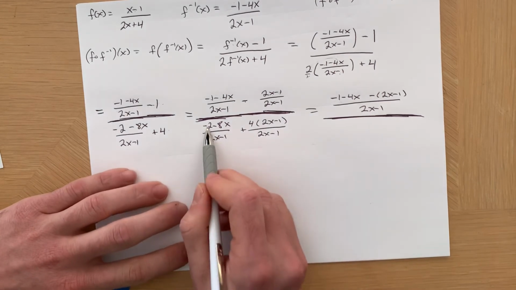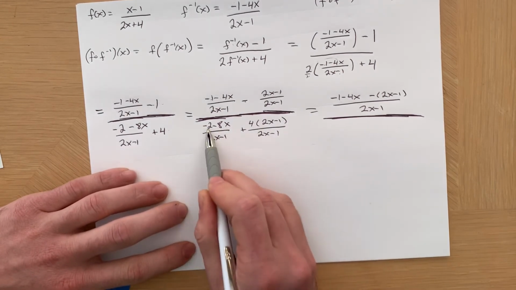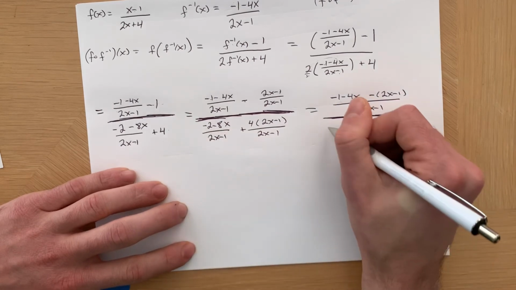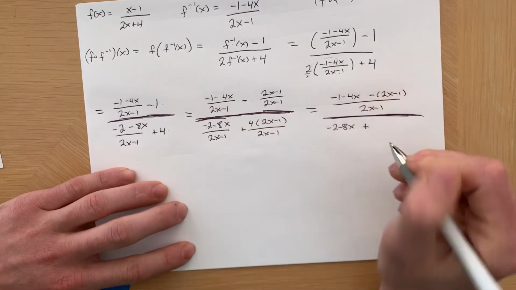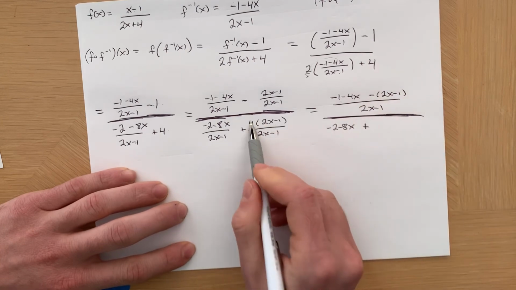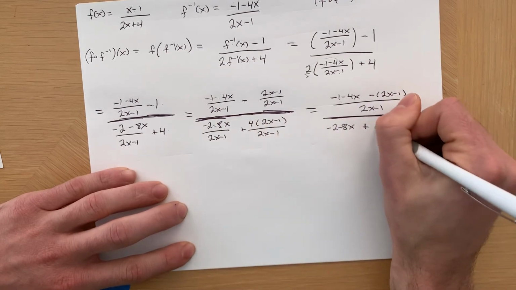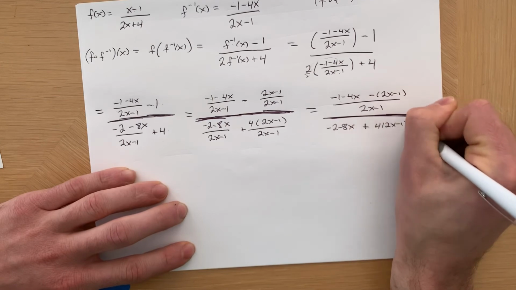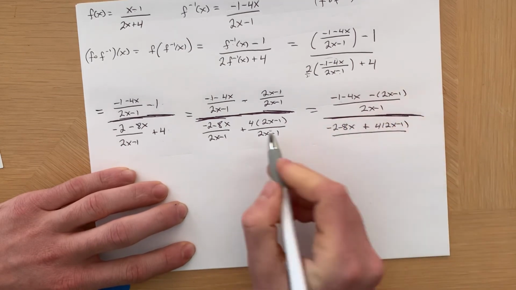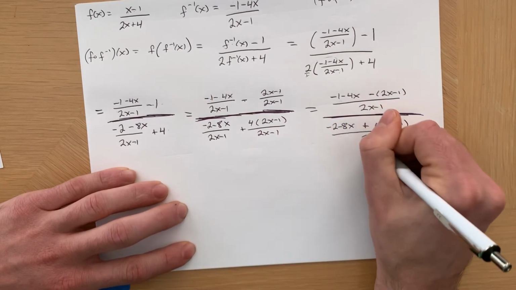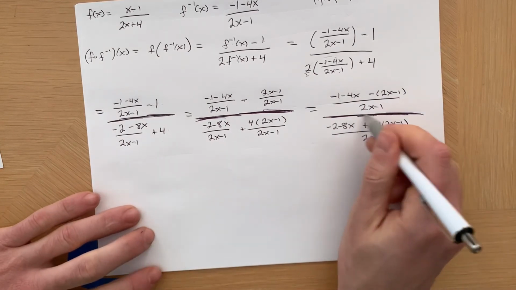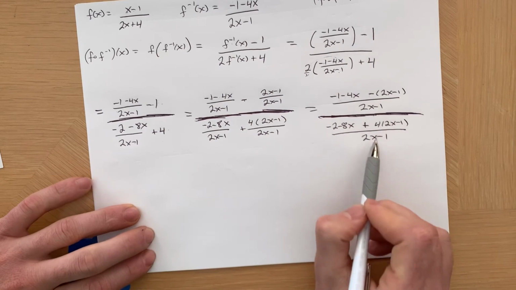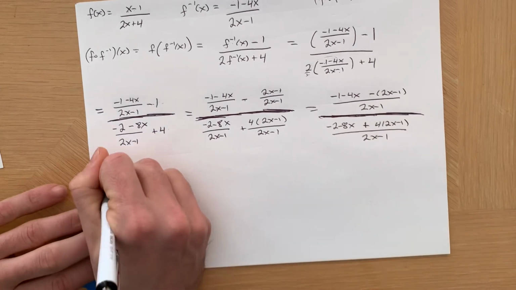Now on the bottom, same thing, same denominator, so we can just combine these tops. Minus 2 minus 8x plus this whole thing, 4 times (2x minus 1), all divided by 2x minus 1. Okay, so now let's just ignore this big fraction and simplify the top and simplify the bottom as much as we can.